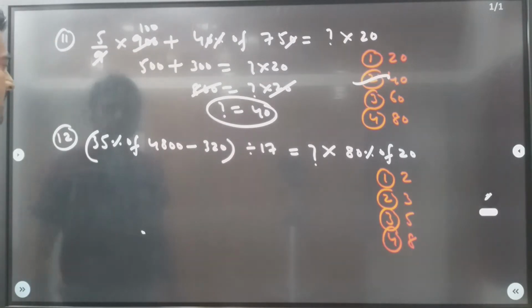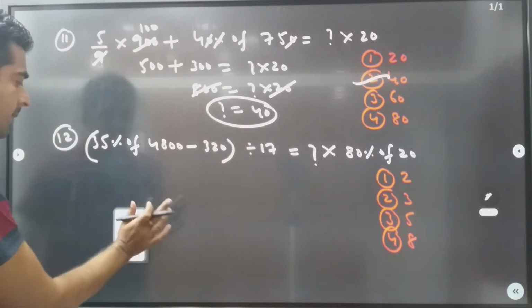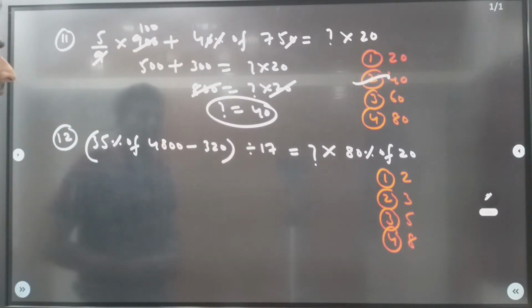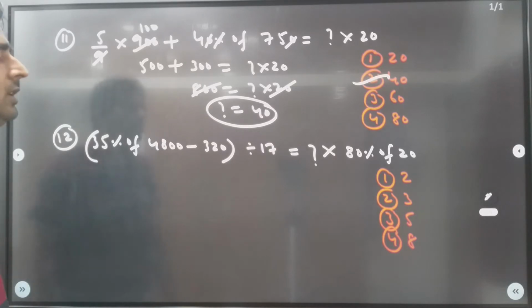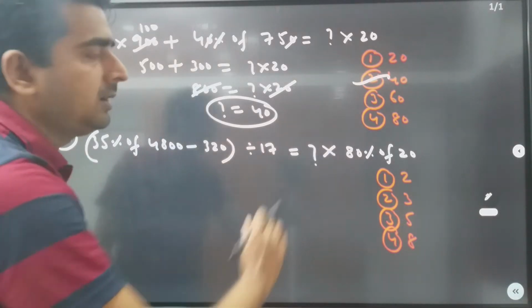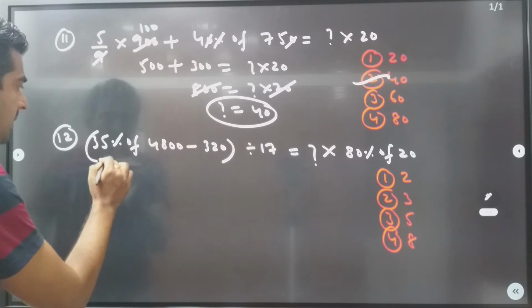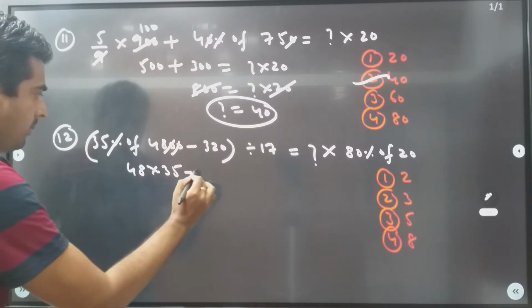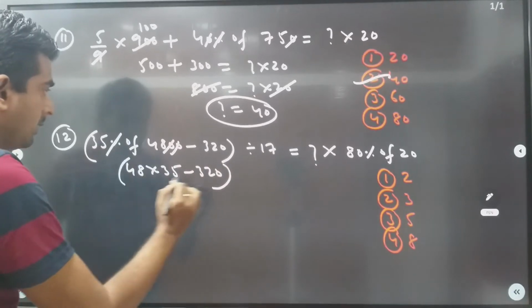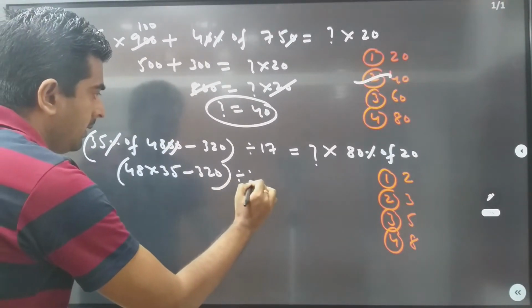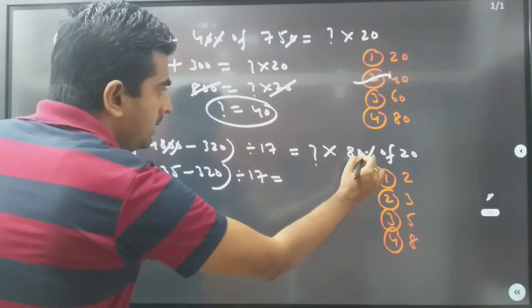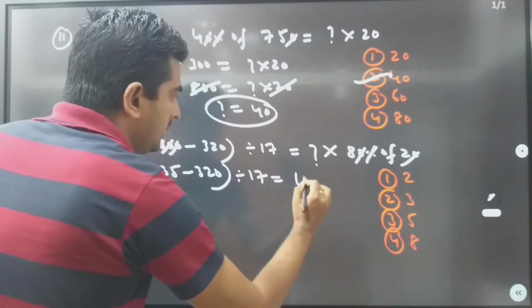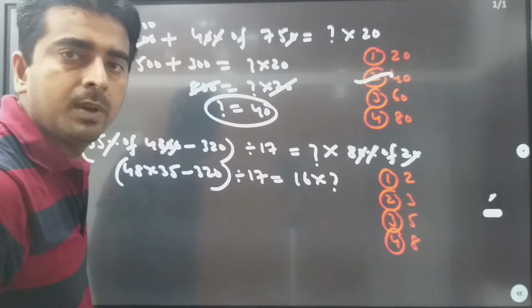Next one. 35% of 4800 minus 320, whole divided by 17, is equal to question mark into 80% of 20. First percent and double zero will go. This is 48 into 35 minus 320, whole divided by 17, is equal to, again here percent double zero will go. This is 16 into question mark.